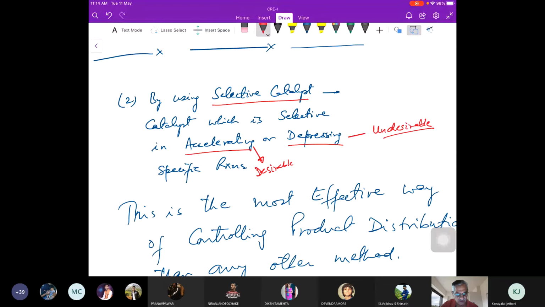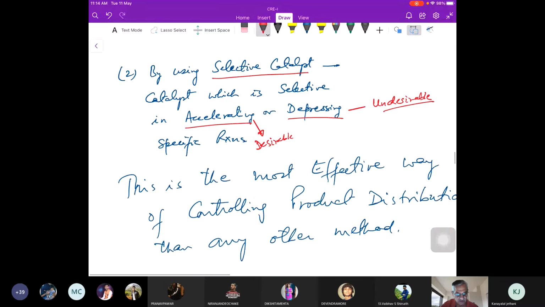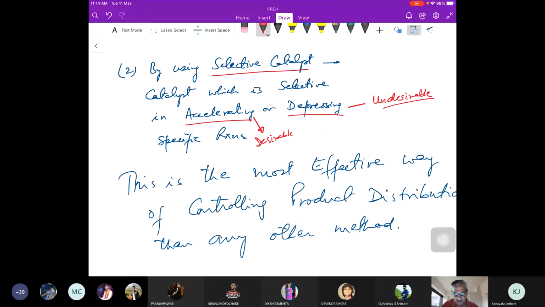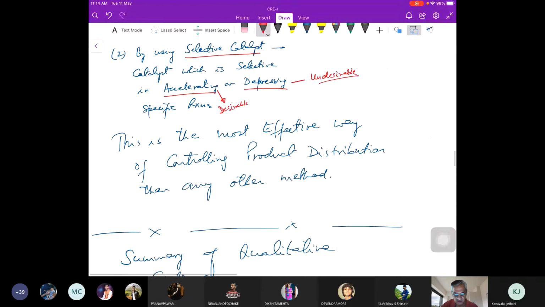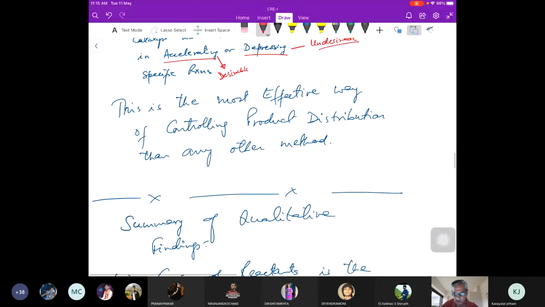The other option is by using selective catalyst, which will accelerate desirable product and depress the undesired product. This is the most effective way of controlling product distribution than any other method. And that's why you will see many processes which you must have seen in CPT. Many of them are catalytic processes, mostly heterogeneous.